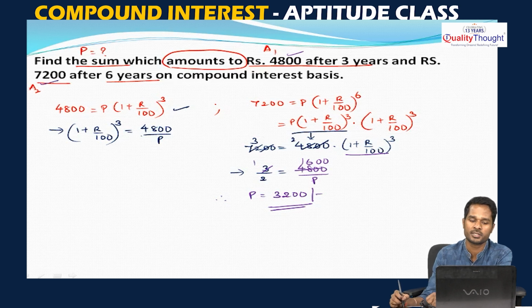We took the equation for the first 3 years, and we took the equation for the next 6 years, and I substituted the value of 3 years in the place of 6 years. So we get the principal amount value as 3200.